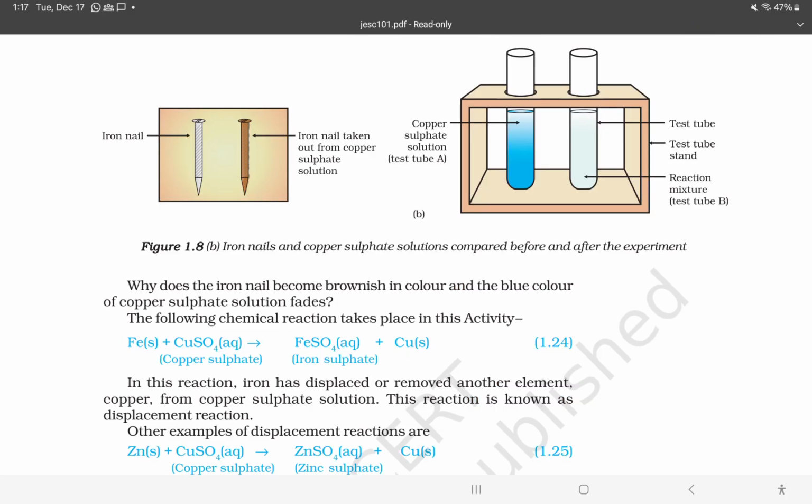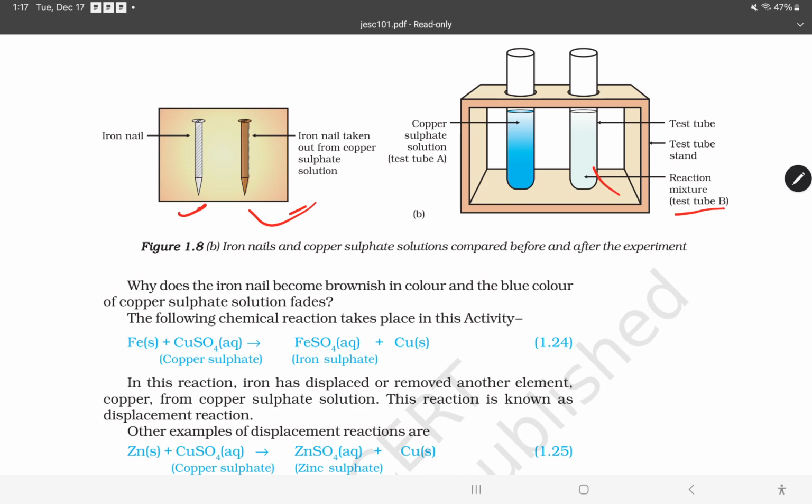So whenever you take these nails outside, your original nails are shown here. Original nails are like this. After removing from the solution, you can observe some layer, a brown color layer is formed on that nail. That is the observation that you will do. And the original copper sulfate solution is in a nice blue color. After removing the nail, the solution color is faded, light blue. So you can see this one. This is the faded solution.